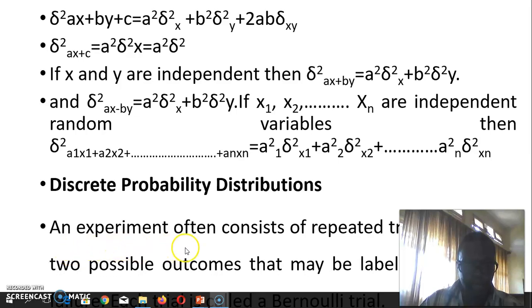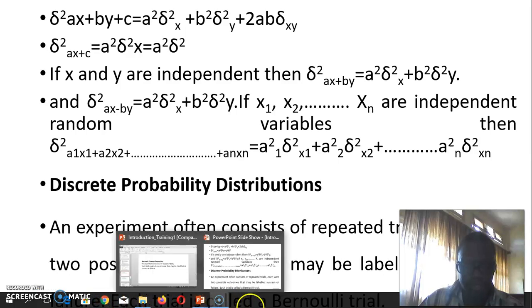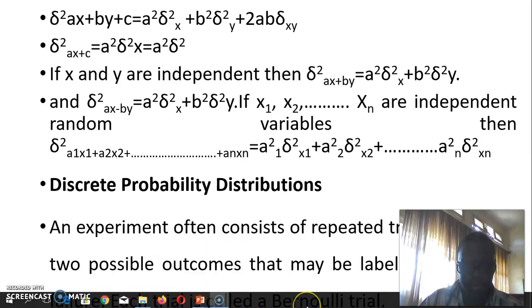The experiment often consists of repeated trials, each with two possible outcomes that may be labeled a success or a failure, and each trial is called a Bernoulli trial.